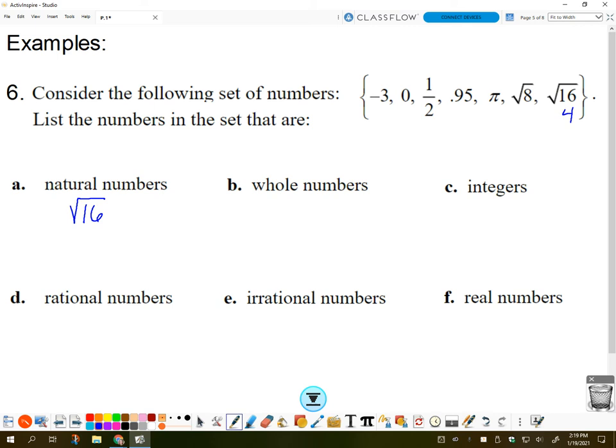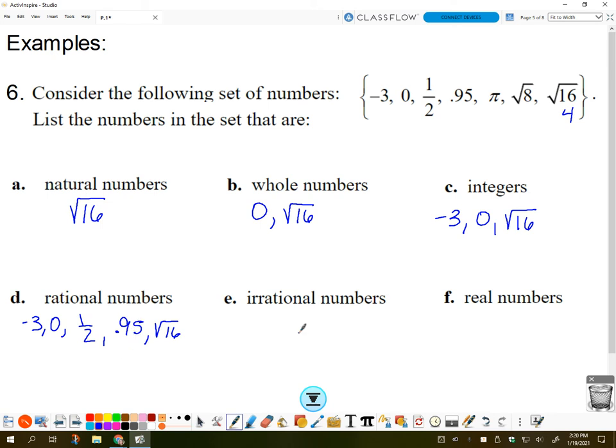All right, whole numbers, we pick up 0, and the square root of 16 because it's just 4. All right, integers, we want positives and negatives, but we're still not looking for decimals and fractions. So we pick up the -3. For rational, we're going to pick up things that are decimals and fractions, but pretty decimals, so we can turn them into a fraction. So we still have the -3, the 0. We now are going to include 1/2 and 0.95 because those are a fraction and a pretty decimal.